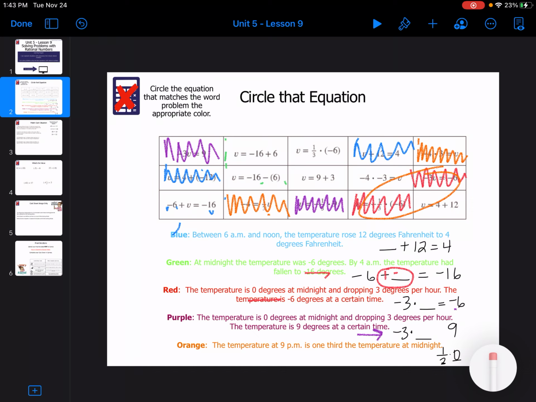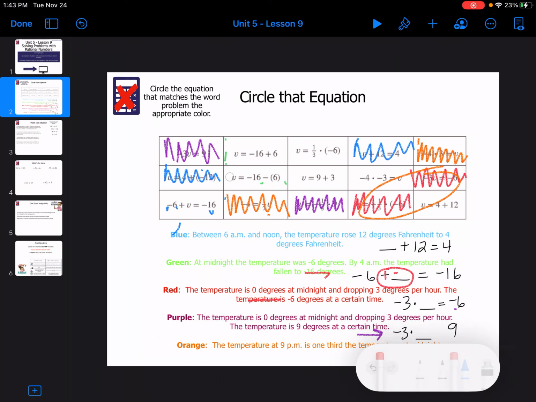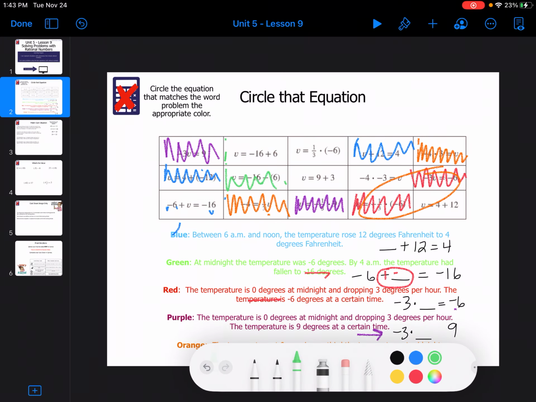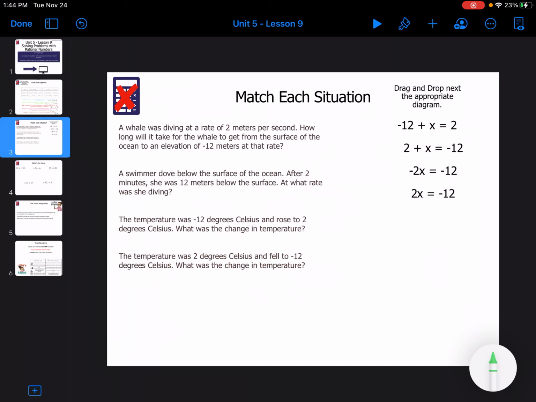They're adding the opposite, right? No, that one would be adding straight up. This one would be adding the opposite. There we go. All right, so now let's look at our equations. Let's start dragging and dropping.